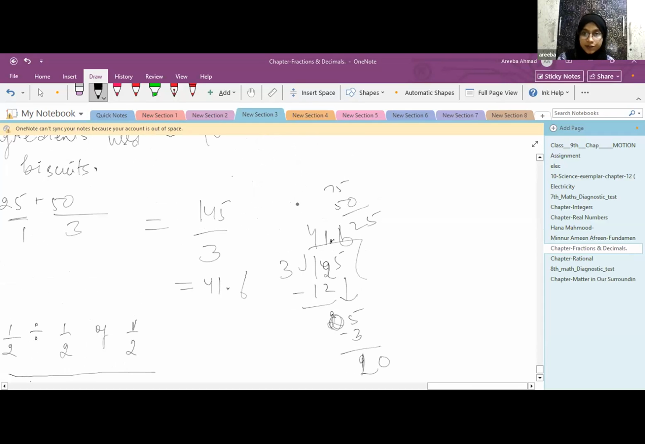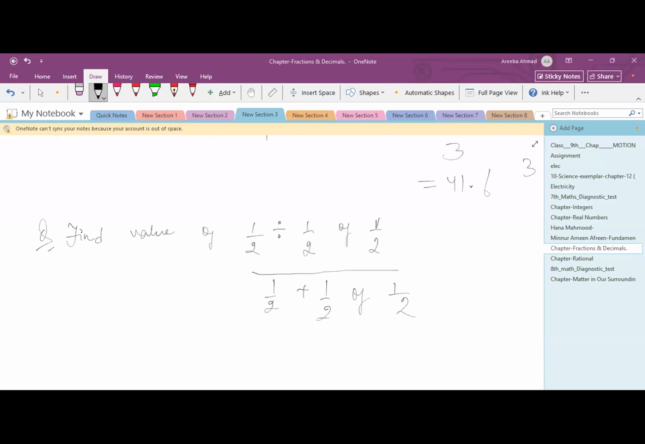Understood how to convert from fraction to decimal? All right. Try for this one now. How much are you getting? 2 by 2 upon 1 by 4. Because after adding 1 by 2 plus 1 by 2, I got 2 by 4 into 1 by 2. 2 ones are 2, 4 twos are 8, so 2 by 8, then 1 by 4.